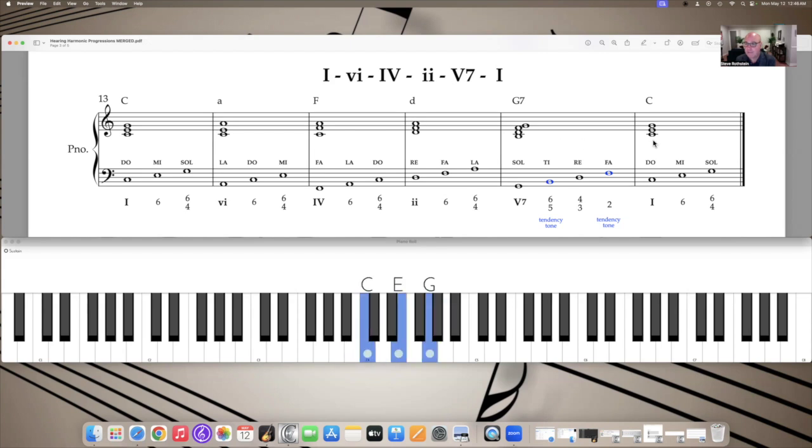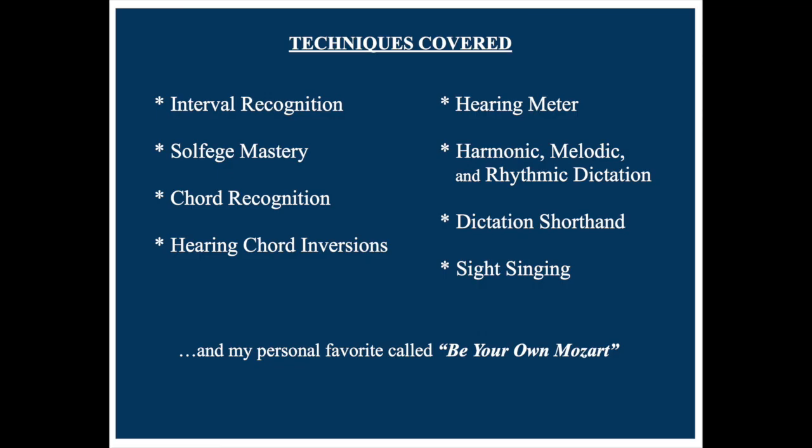We cover such topics as interval recognition, solfege mastery. I have a very unique way of dealing with intervals and solfege, chord recognition, chord inversions, meter, rhythmic dictation. I have my own shorthand method, and sight singing. One of my favorites is called Be Your Own Mozart. They say Mozart could write music like you write a letter, and I teach you to do that very same thing.